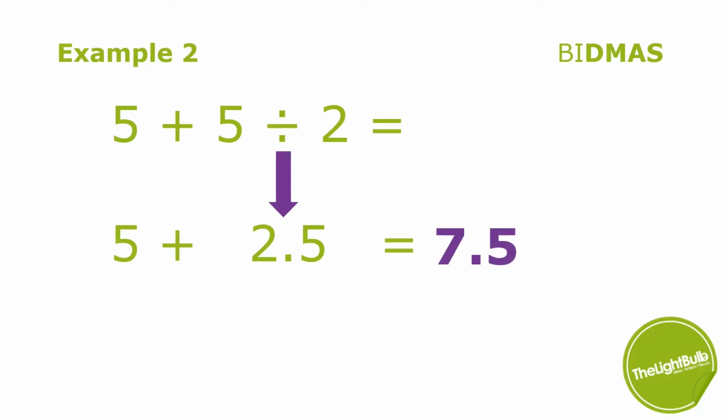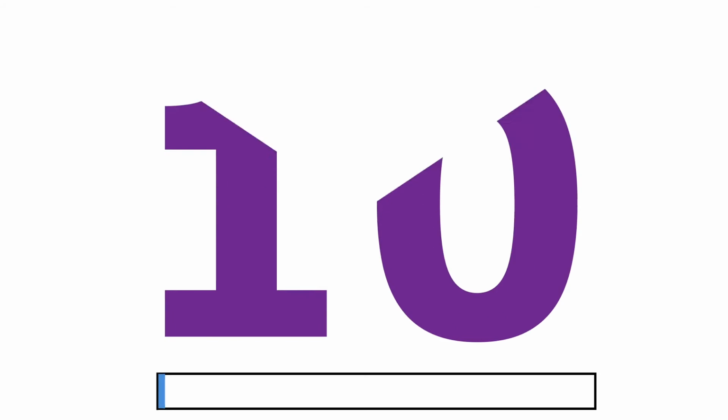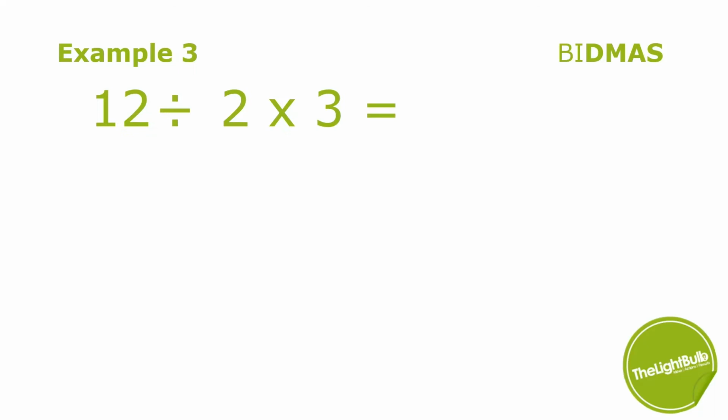Let's look at example 3. So I'll give you 10 seconds and then we'll walk through it. Okay, so what are we doing first? Well, there's no brackets, there's no indices. We have got divide and we've got multiply. And according to BIDMAS, the D comes before the M. So divide needs to happen first before the multiply. So 12 divided by 2 gives us 6. And then 6 multiplied by 3 gives us 18.